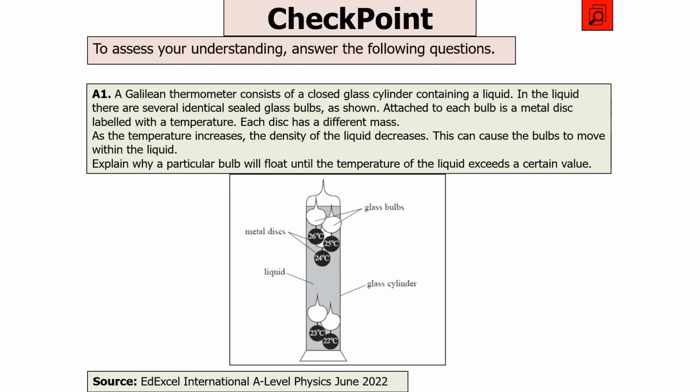The next question says, a Galilean thermometer consists of a closed glass cylinder containing a liquid. In the liquid there are several identical sealed glass bulbs as shown. Attached to each bulb is a metal disc labelled with the temperature.